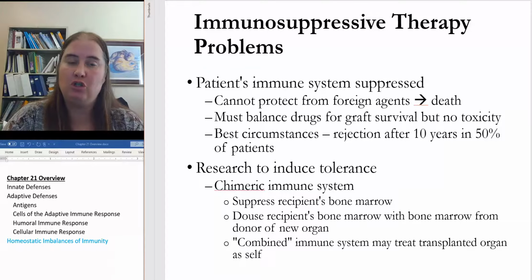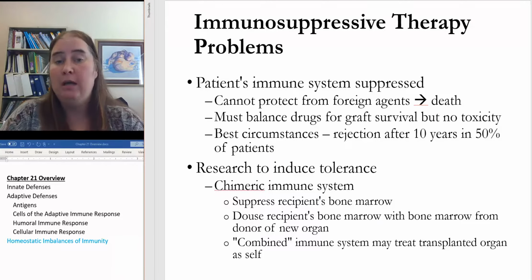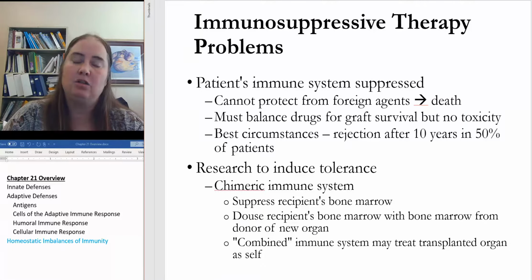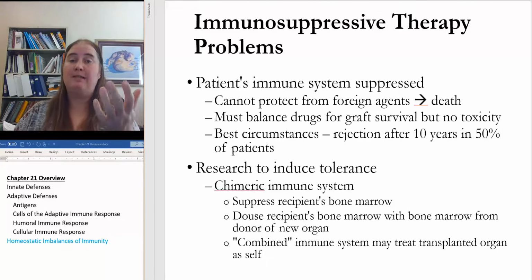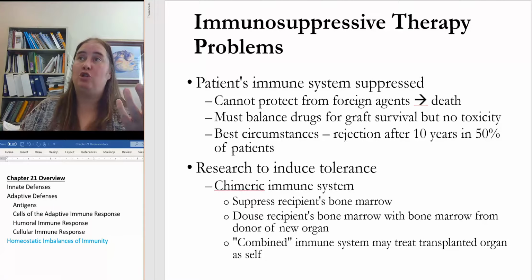And when we talk about rejection, this means the immune system has recognized that organ as foreign and starts to attack it. So, some research that's being done to induce tolerance of the immune system to the foreign organ is basically establishing something called a chimeric immune system. So what they do in these patients is they take the recipient and they suppress the immune system in that recipient. So essentially they will radiate the bone marrow.